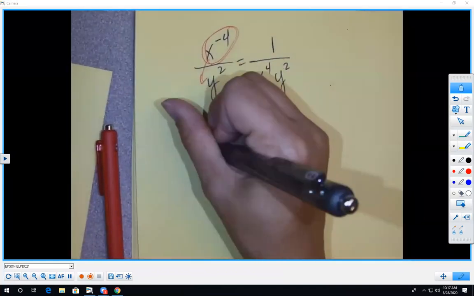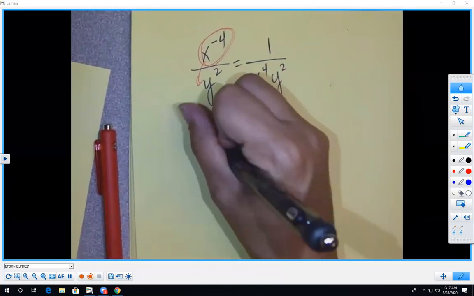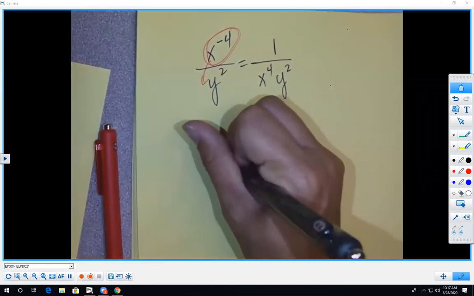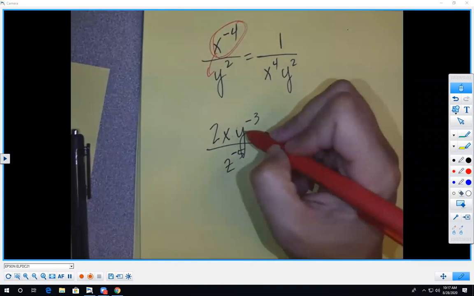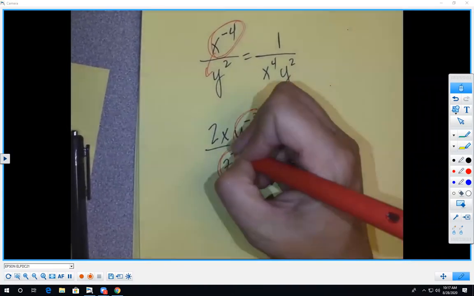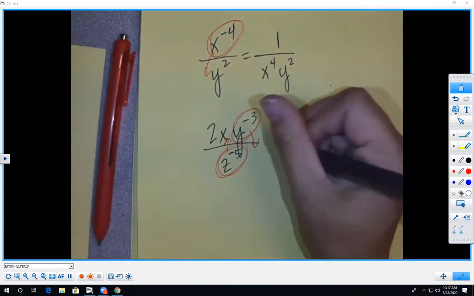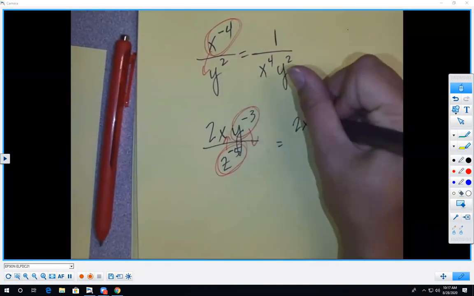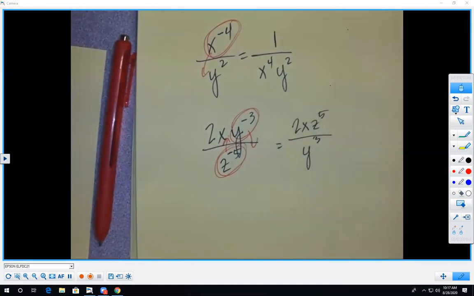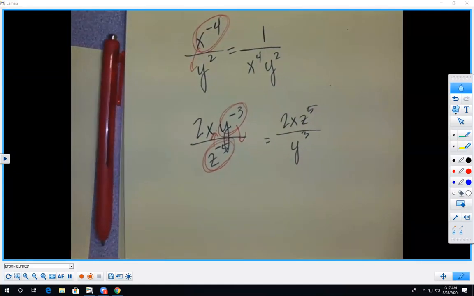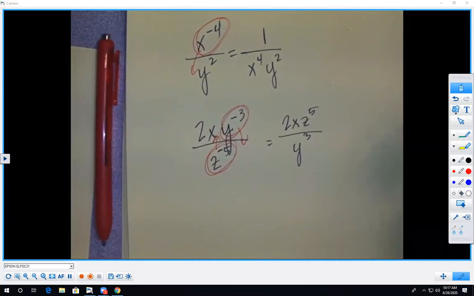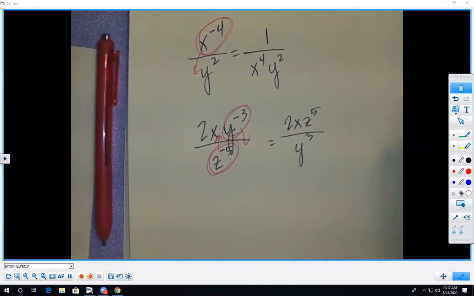If it was 2x y to the -3 over z to the -5, the two problems here are the y to the -3 and z to the -5. So you just move this one down and move this one up. The 2x stays the same, so this would be 2x z to the 5th over y to the 3rd. So the way you fix negative exponents is by moving them from where they're at. If they're currently on top, you move them to the bottom. If they're currently on bottom, you move them to the top.